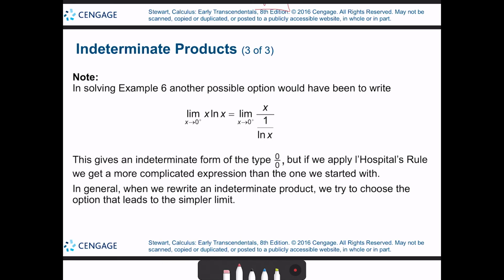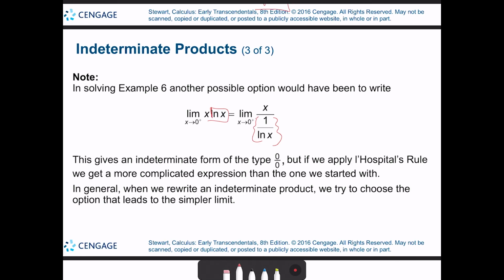In this slide, we've got a note in example 6. Another possible option would have been to write our expression in this format, so taking the product and turning it into a quotient. So the x stayed in the numerator, and then we had the reciprocal of the natural log of x pushed into the denominator.